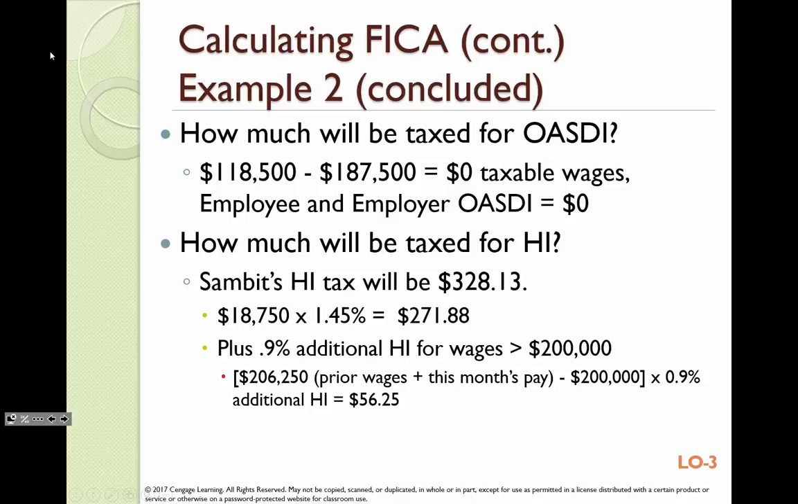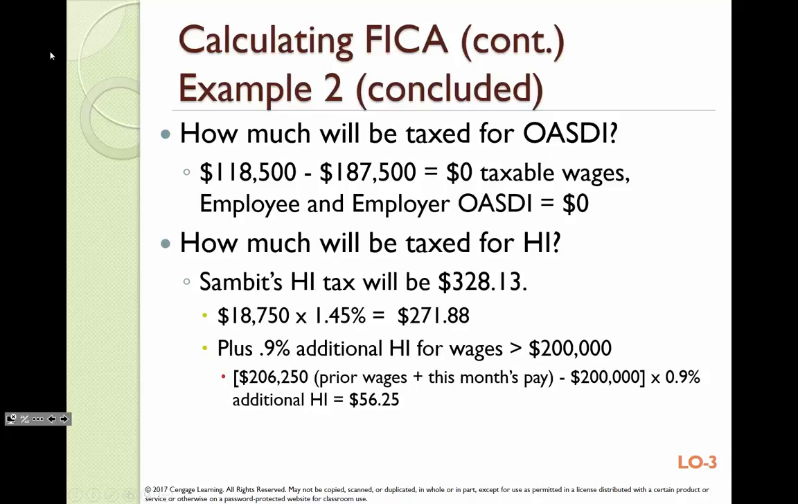So $6,250 of this paycheck is in excess of 200 grand. So that's going to get hit with the 0.009. Okay, so you've got to be very careful here. It's kind of an interesting dichotomy. With the 118.5 cap, you have to figure out the amount up to 118.5, don't you? The 200,000 isn't a cap, that's a base. So you have to figure out the amount over it. Are you with me?